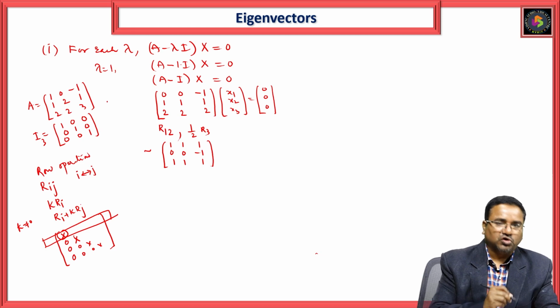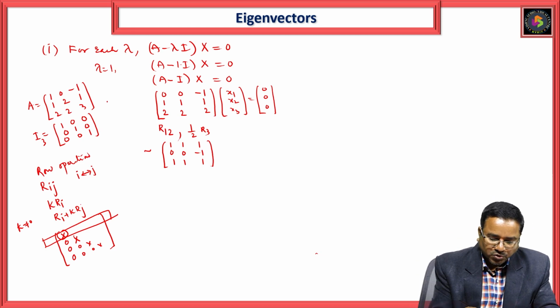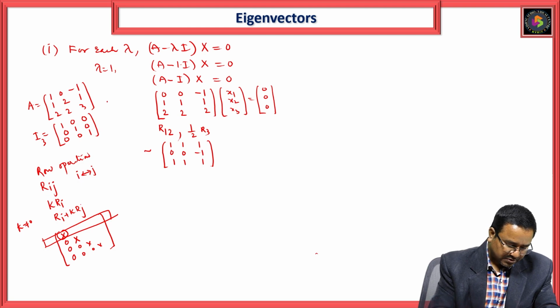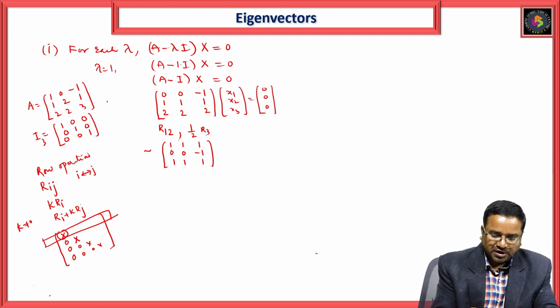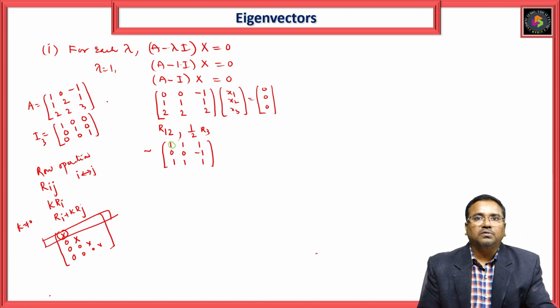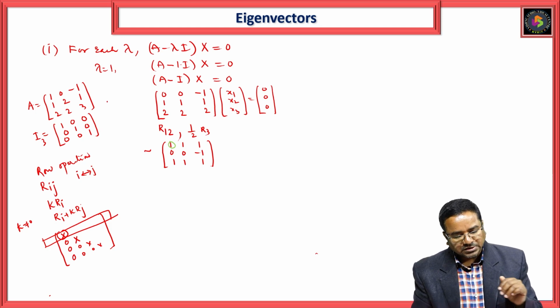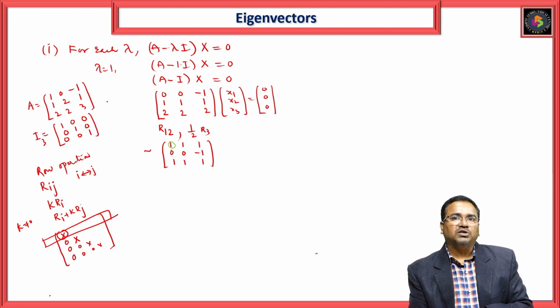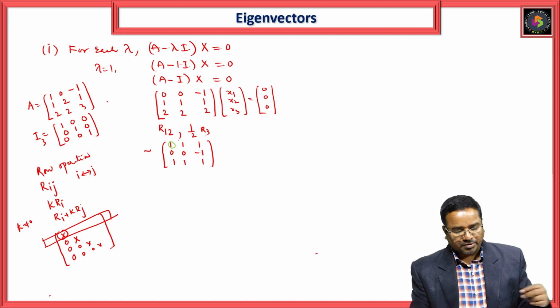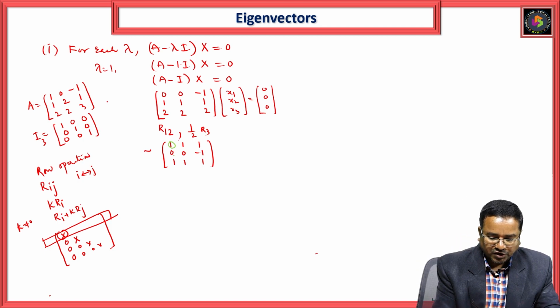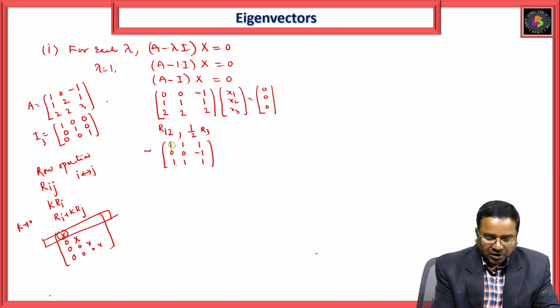Now we can use this logic. What is the logic? Using this as the key element, make the entries below it 0 by taking the appropriate row operation. So A21 is already 0, and the only thing we have to change is R3. R3 goes to R3 minus R1.